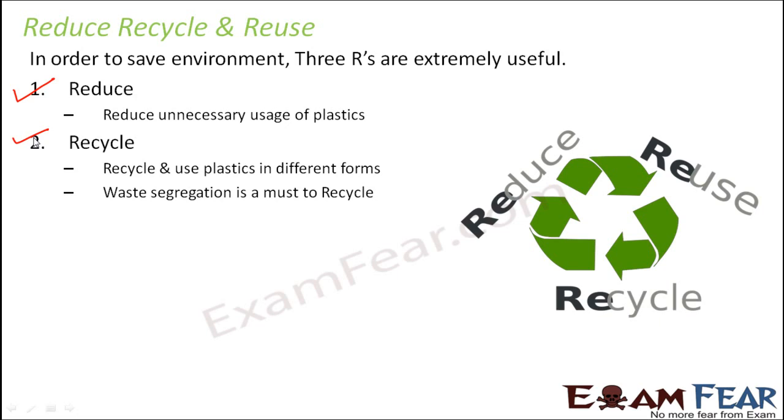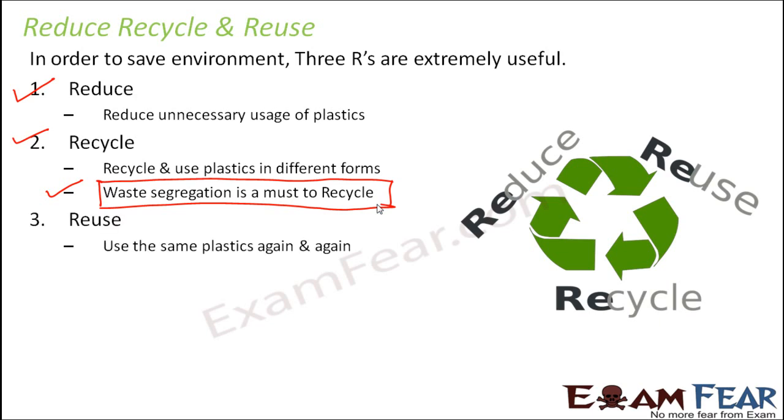Waste segregation is a must to recycle. If you want to recycle, it is very important that when you throw your waste, all the biodegradable waste is thrown separately and the non-biodegradable waste is thrown separately, so that all the non-biodegradable waste can be taken together and recycled. The same plastic bottles which you have thrown out of your house can be cleaned and recycled to form new bottles, so that we do not manufacture more plastics.